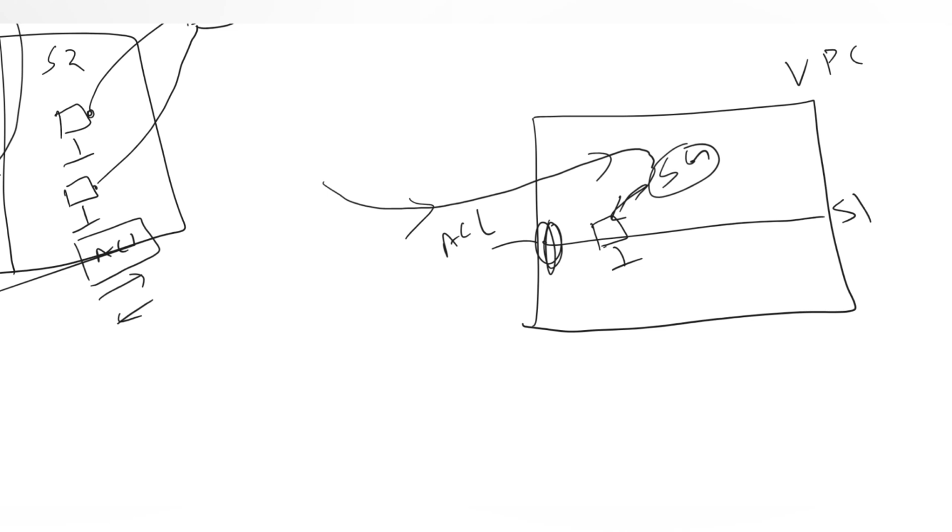Similarly, from the VM, if you want to access the internet, first it will go to the security group, then it will pass the ACL, and then it will go to the internet. This is how network ACL works on Amazon Web Services on the subnet level.